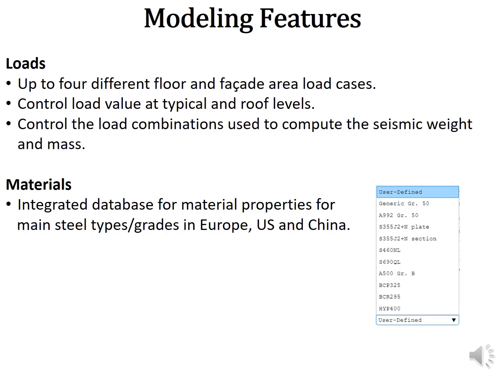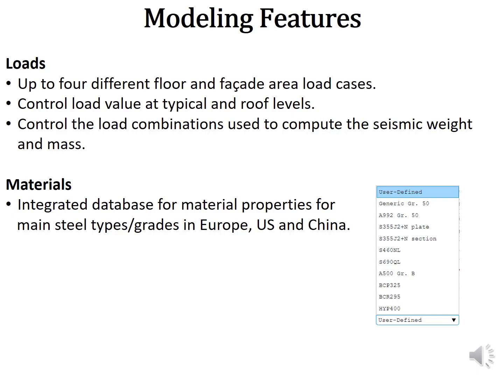When it comes to loads, you have up to 4 different floor and facade area load cases that you can define. You can control the load value at typical and roof levels. You can control the load combination coefficients that are used to compute the seismic weight and the mass.